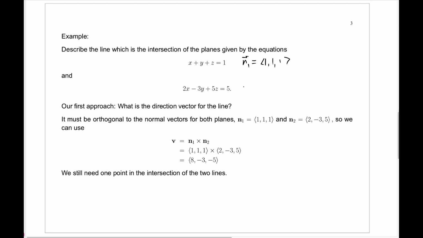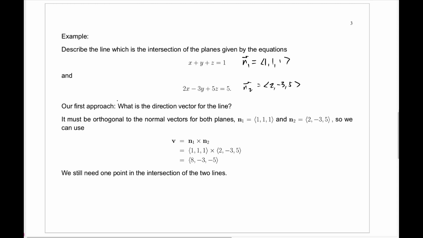I'll call that n1 for this first plane. For the second plane, we can use as a normal vector n2, which is the vector 2, negative 3, and 5. And since these normal vectors are not parallel, quite clearly, neither is a multiple of the other, these planes certainly will intersect, and their intersection will be a line.